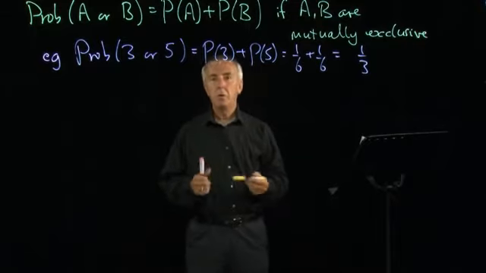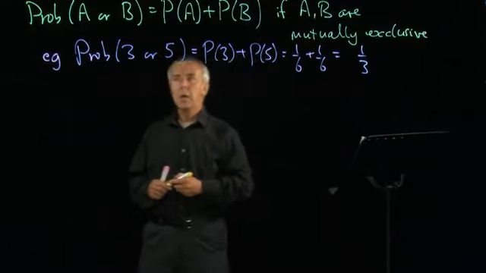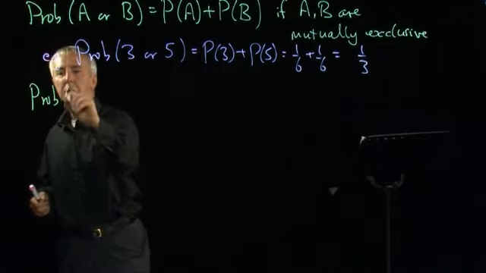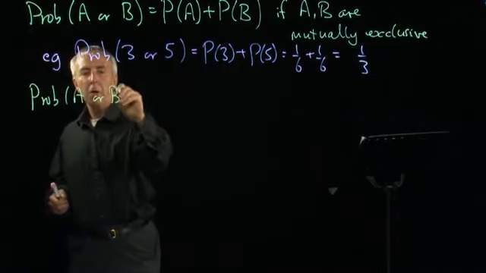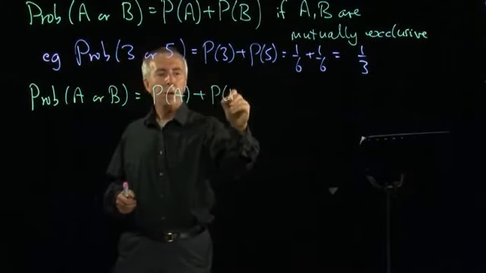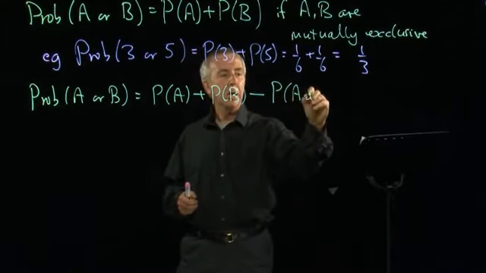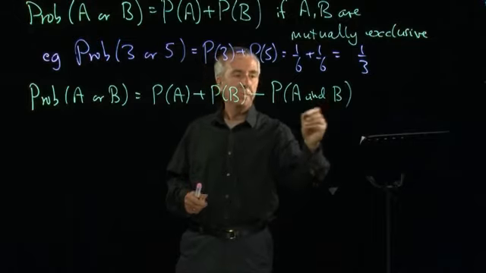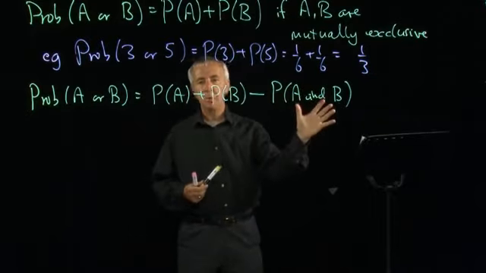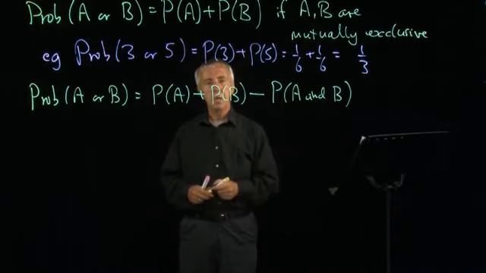Sometimes, however, two different outcomes could possibly occur together, and then we need a different rule, a more complicated rule, which is that the probability of A or B is the probability of A plus the probability of B minus the probability that they can both happen. In the first case, that was 0 because A and B was impossible. If one happened, the other couldn't. But if it is a possibility, we need to subtract it.